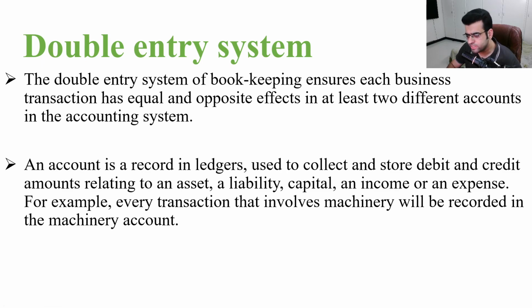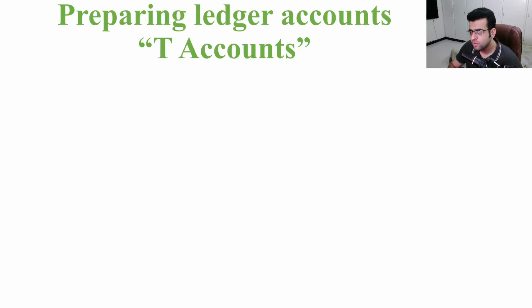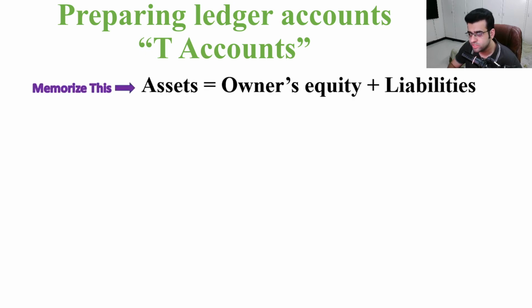An account is a record in ledgers used to collect and store debit and credit amounts relating to an asset, liability, capital, income, or expense. For example, every transaction that involves machinery will be recorded in the machinery account, but there will also be a counter transaction in another account like we already discussed about the motor vehicles. So now, moving on to preparing ledger accounts, which are also called T accounts.